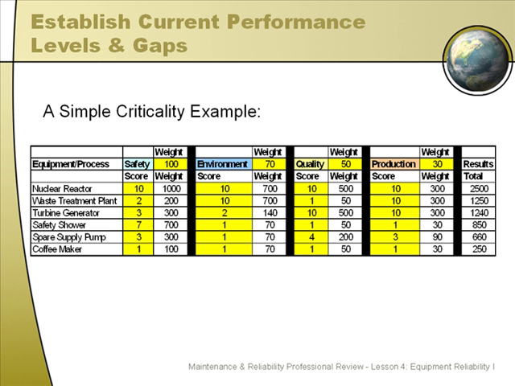So let's take a look at this example. It only has 6 pieces of equipment in it, and we didn't even use equipment numbers just for clarity. But let's look. On the far left of the table, we show the equipment that we're going to discuss. A nuclear reactor, a waste treatment plant, a turbine generator, a safety shower, a spare supply pump, and a coffee maker. Some of these things are actually processes themselves, but let's just talk about this in general terms. As we mentioned on the slide before, we consider things like safety, the environment, quality, production, and special causes. We've left off special causes on this chart for clarity.